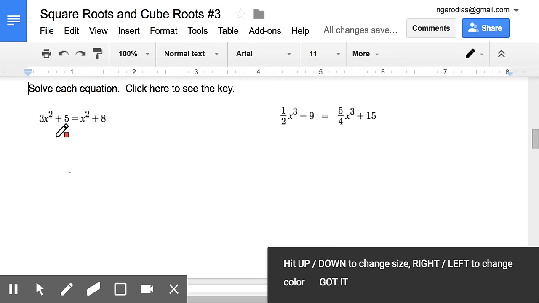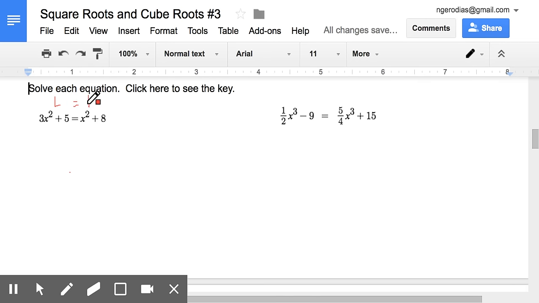Let us solve these equations. We have to remember that when we have an equation, it means that the left is equal to the right. And to keep the balance, we need to make sure that whatever we do to the left, we do to the right. And when we're solving, we want the variable to be on one side and separated from the constant terms.